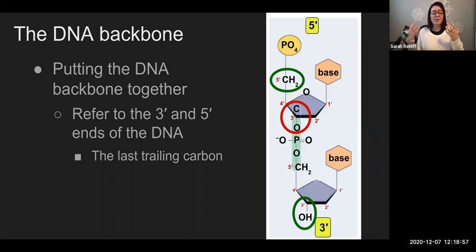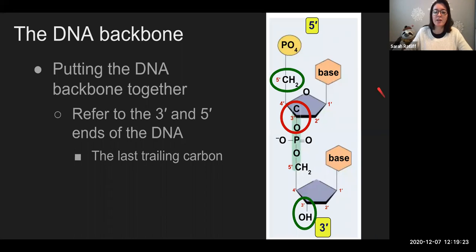There's what's called a 3' and a 5' end. You can sort of think of it as a beginning and an end, or a left and a right, or just an orientation. There's one side that's the 3' side, there's one side that's the 5' side. That little apostrophe after the number signifies prime, that word prime. So how do we know which end is which and why they're called this way?